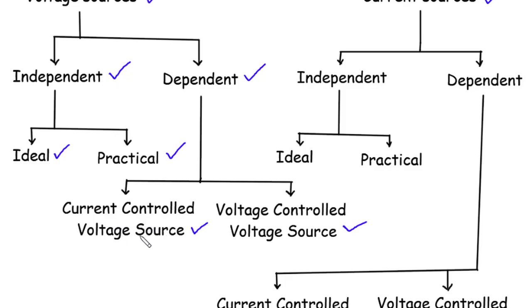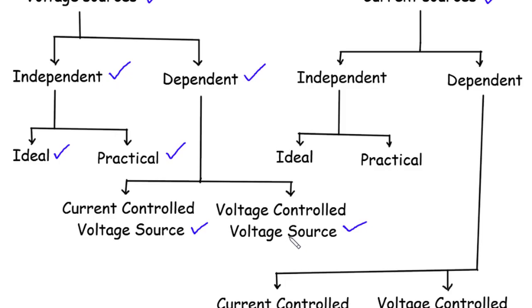A current-controlled voltage source adjusts its output voltage based on the current flowing through a controlling element in the circuit. As the controlling current changes, the output voltage of the dependent source varies proportionally. This type of source is often used in amplifiers and other applications where voltage needs to be controlled based on the current.